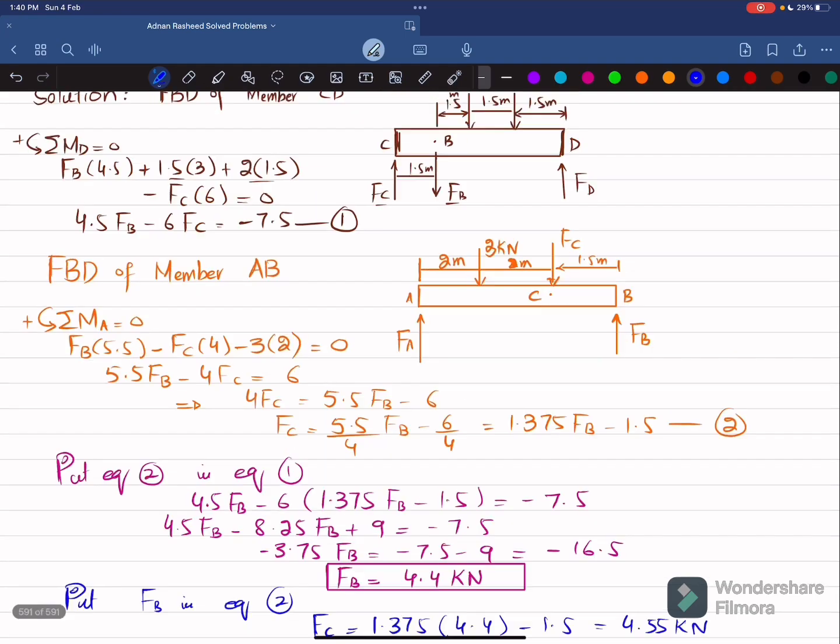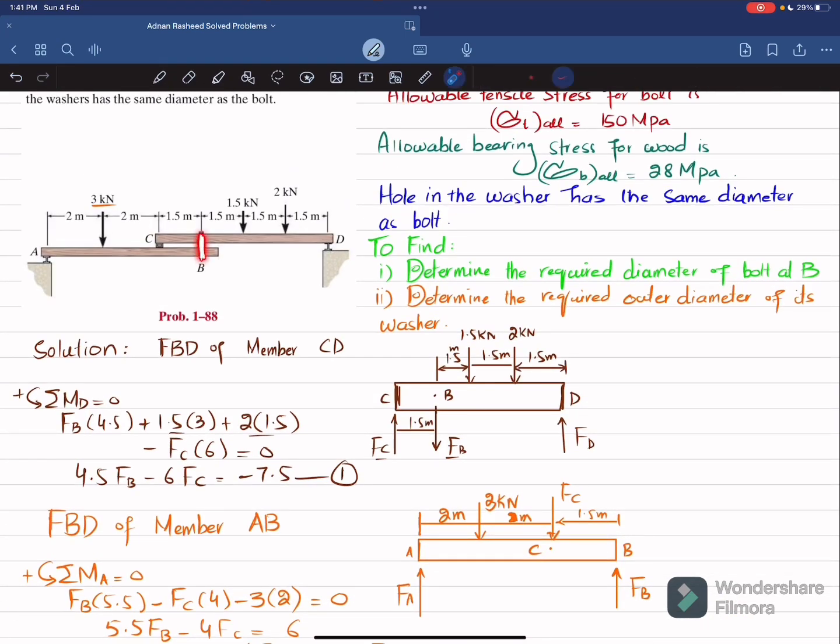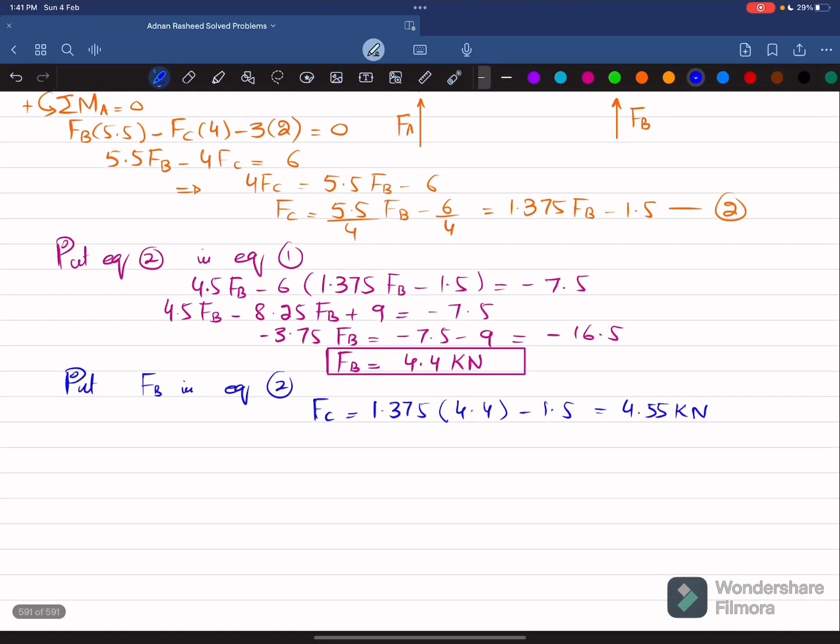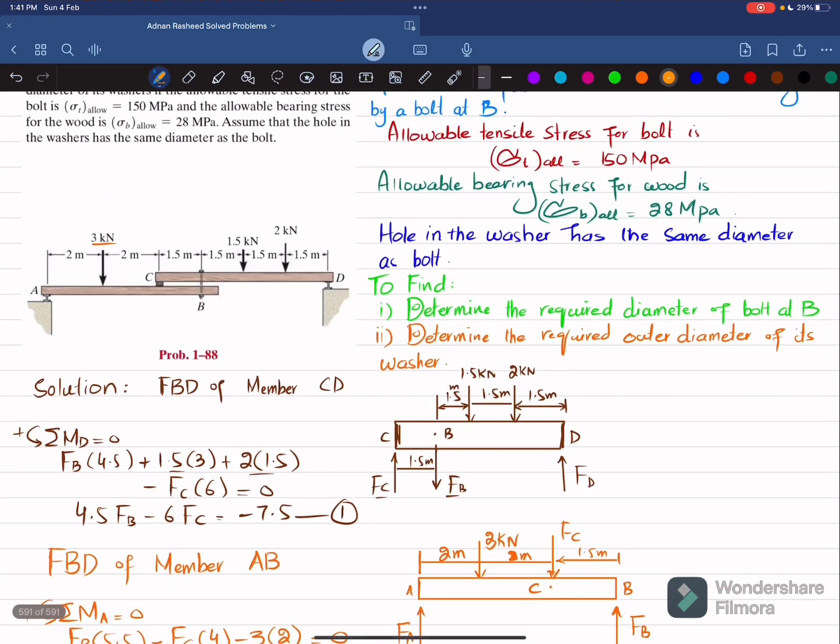Okay, since we are in need of the force in this bolt, now we will calculate the diameter of this bolt. So what I will write is, we have been given the allowable stress for this bolt, which is equal to FB divided by area of bolt. So FB is 4.4 kilonewtons, so 4.4 into 10 to the power 3. Area of bolt is pi by 4, diameter of bolt square. Clear? So the allowable stress for the bolt is 28 megapascal.